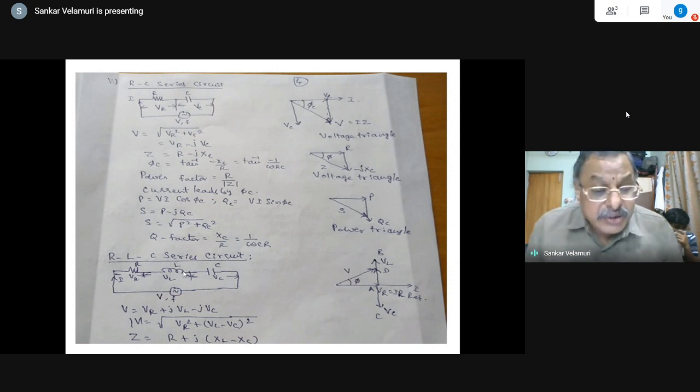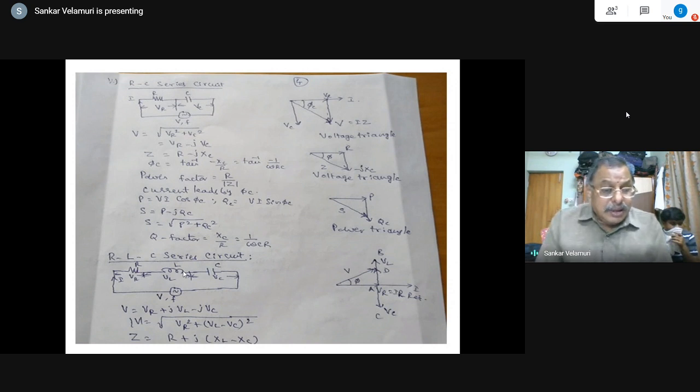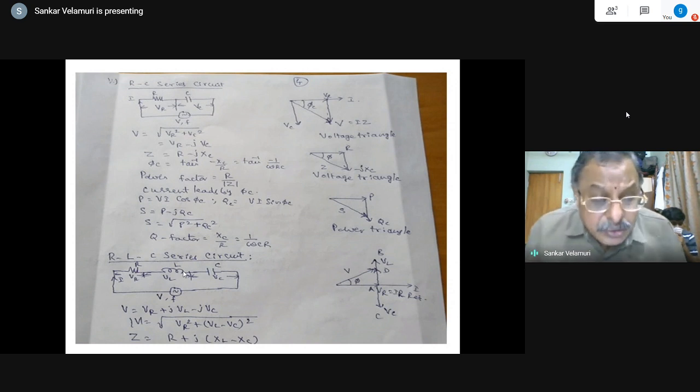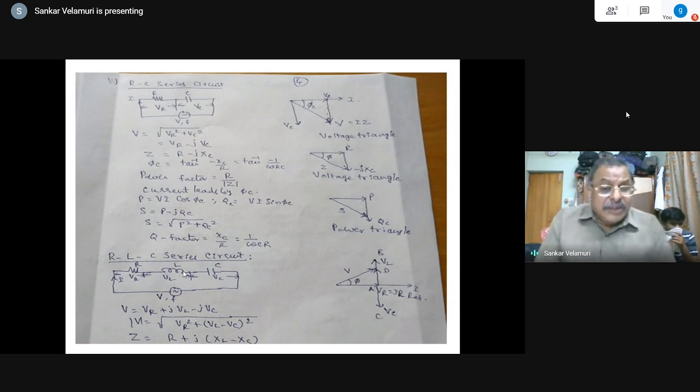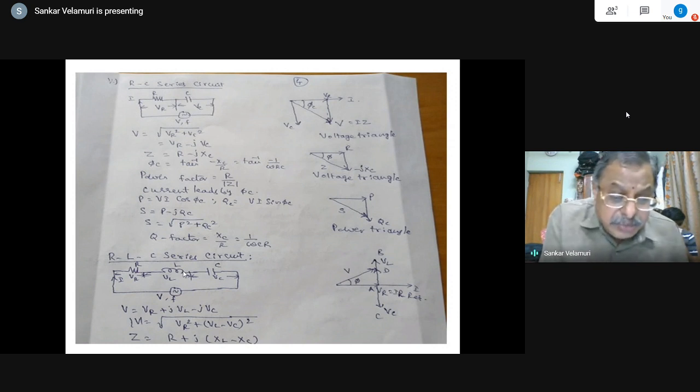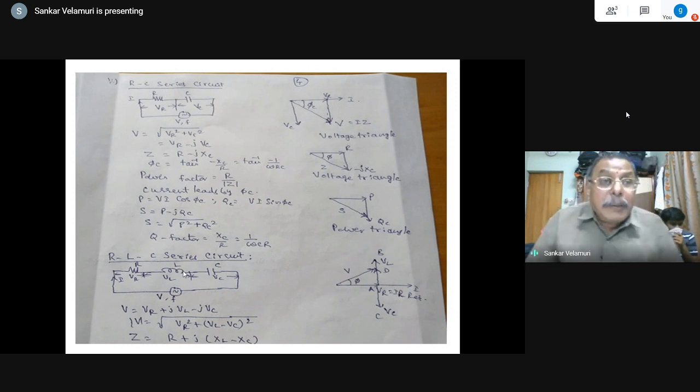In an RLC series circuit, it is quite interesting that R plus j(XL minus XC) is the total impedance of the circuit. These things are familiar to you, but I want to mention once again that if XL is greater than XC, the net reactance is positive, which implies it is predominantly inductive. If XC is greater than XL, then it is predominantly capacitive.